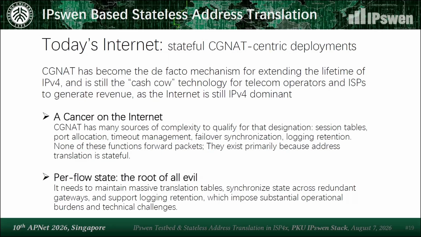It has many complexities, resources to qualify for the destination architecture on the internet. And none of these complexities work for packet forwarding, only because the NAT is stateful. So the path flow state can be rightfully named the root of all evil.